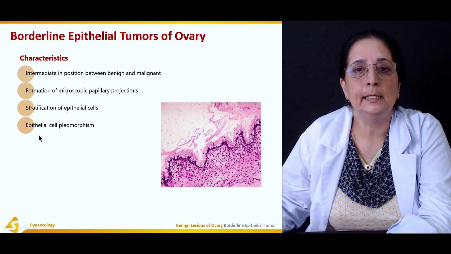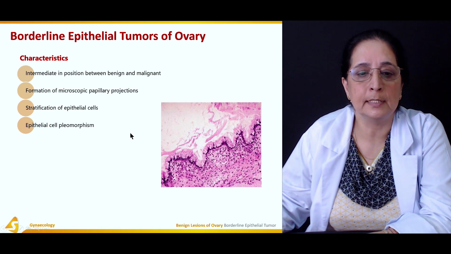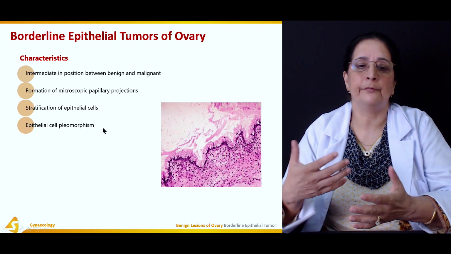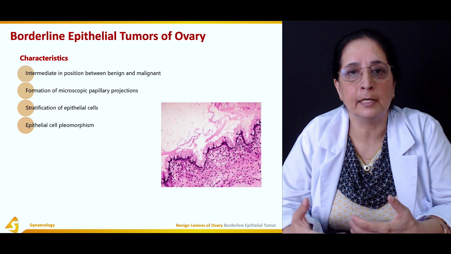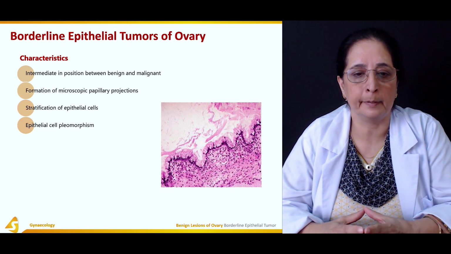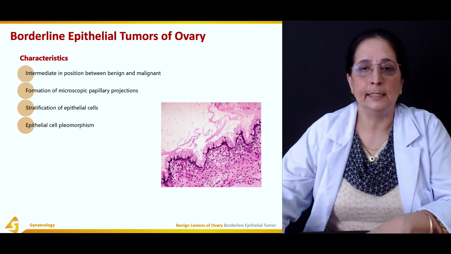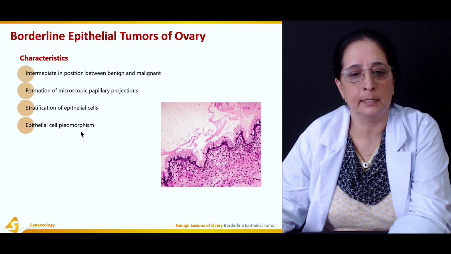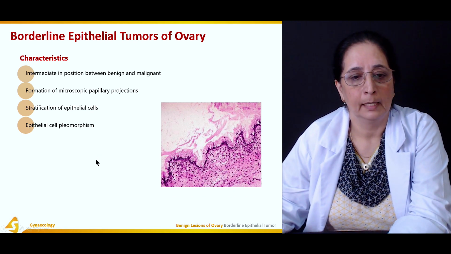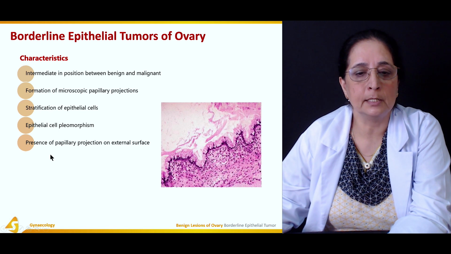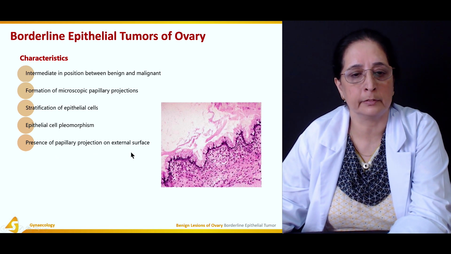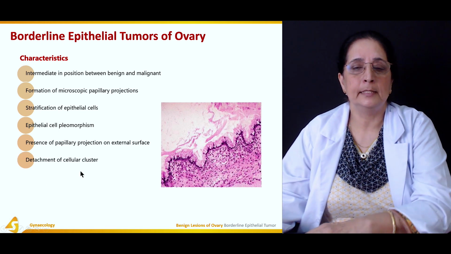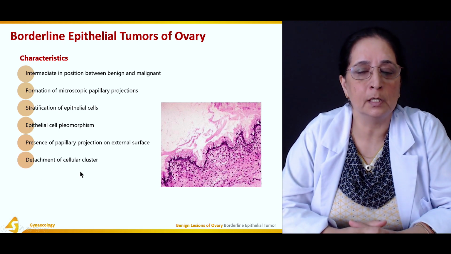There is epithelial cell pleomorphism. Pleomorphism is different types of cells or different types of features present in the epithelial cells. Then there is presence of papillary projection on the external surface also. There is detachment of cellular clusters.